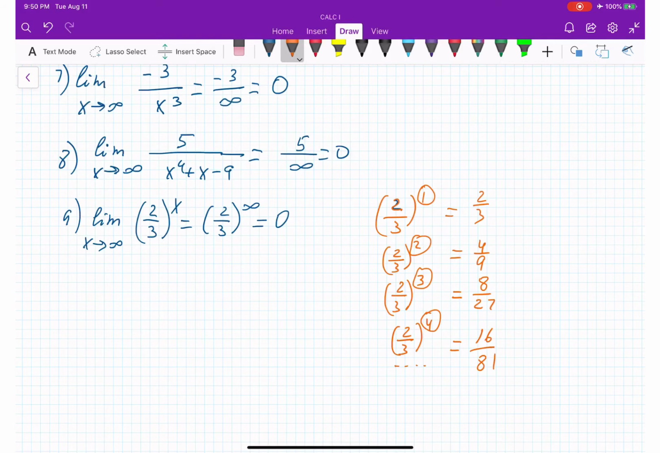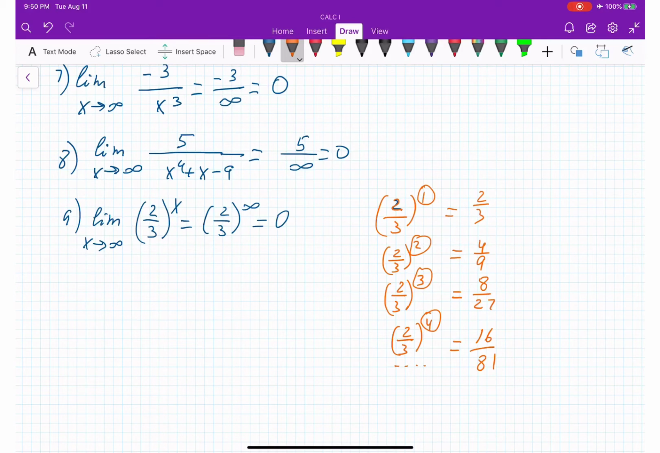Now, let's compare these fractions. By the way, if you don't remember how to compare fractions with different denominators, you can go to my basic math playlist, where I have a video on comparing fractions.